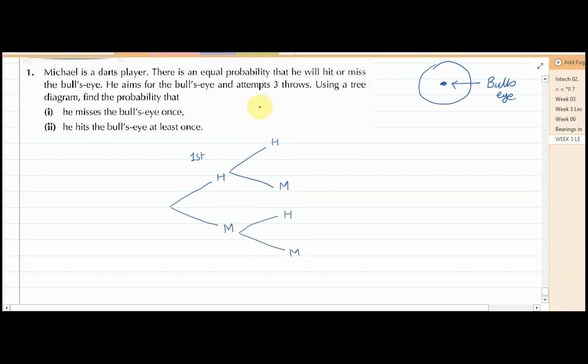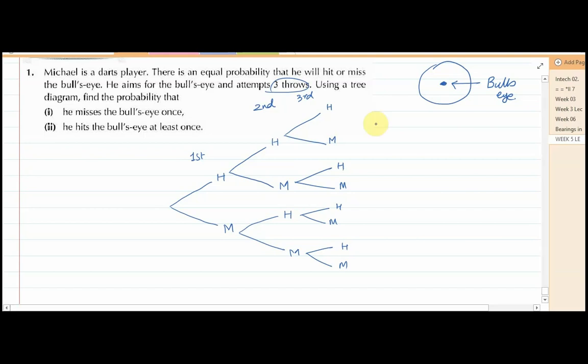That is the second turn. After that, once again, hit the bullseye, miss the bullseye, hit, miss, and then hit and miss. So that is the tree diagram for his 3 tries to hit the bull's eye. Okay, because it says 3 throws. If it says 2 throws, then we stop at the second, and if it says 4 throws, then we need to add one more.